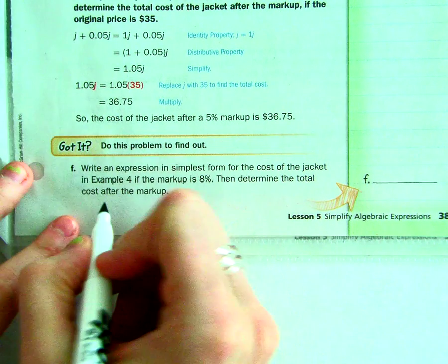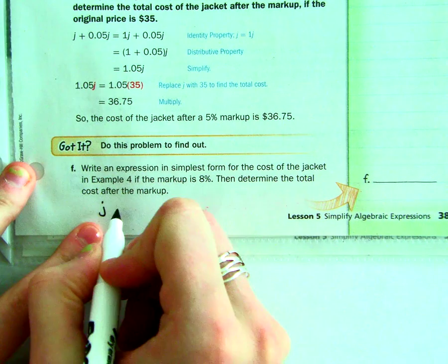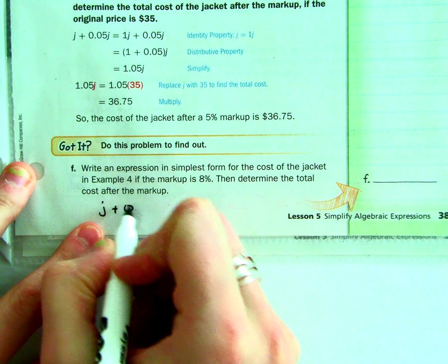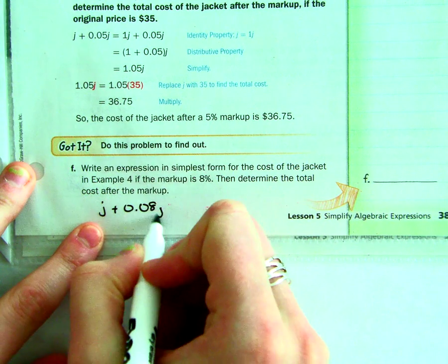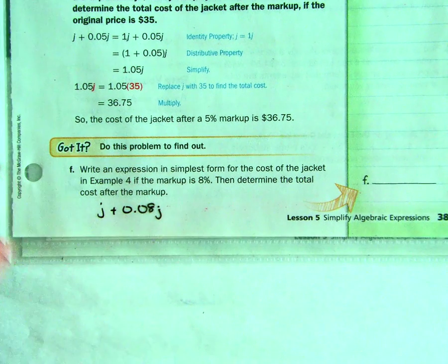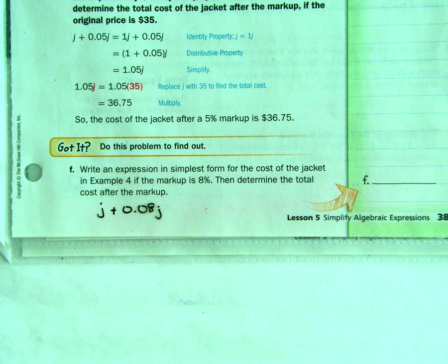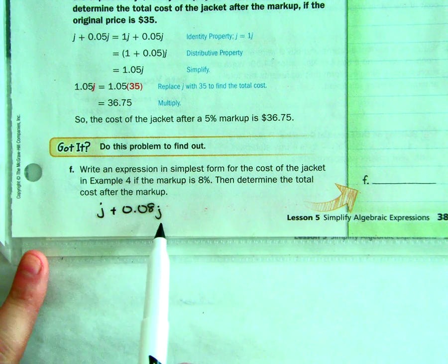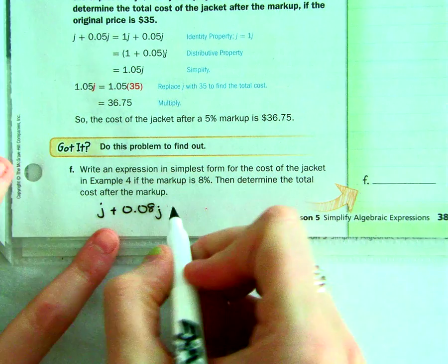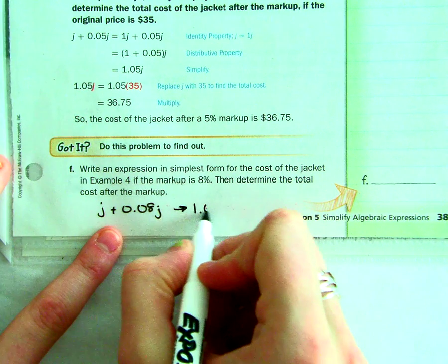So I have j, the price of the jacket, plus now I'm doing an 8% markup times the price of the jacket. First, it asked me to write this expression in simplest form. So I need to ask myself, do I have like terms? Do I have terms with the same variable to the same power, or do I have constants? When I look at this problem, I see I have a j and a j. I can combine those. I now have 1 8/100 j.